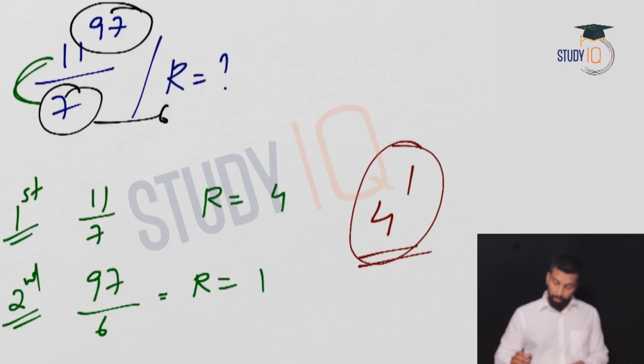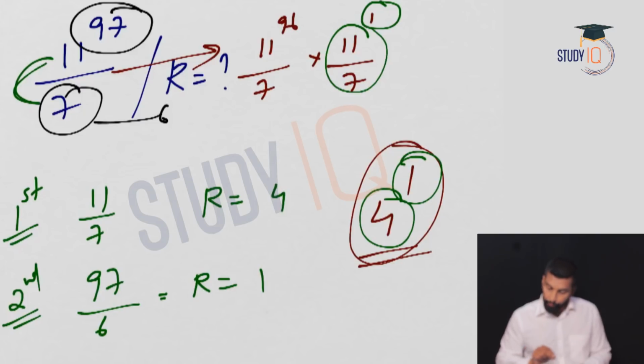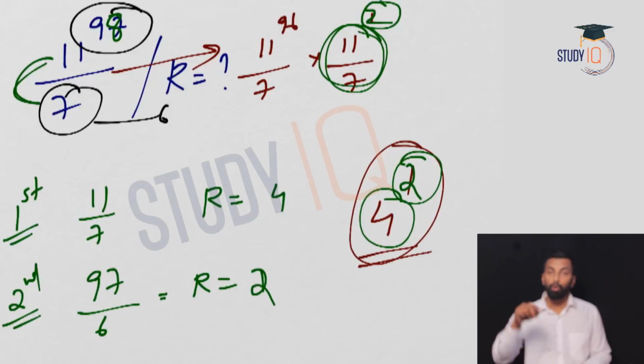Why? Because you will write this as 11 raised to 96 by 7 into 11 raised to 1 by 7. Now why this 1? Because here it is 1. Why this 4? Because this is 4. What if it was 98? This becomes 2, so this will also become 2. Now 11 by 7 two times: 11 by 7 into 11 by 7. So that's why 4 raised to 2.